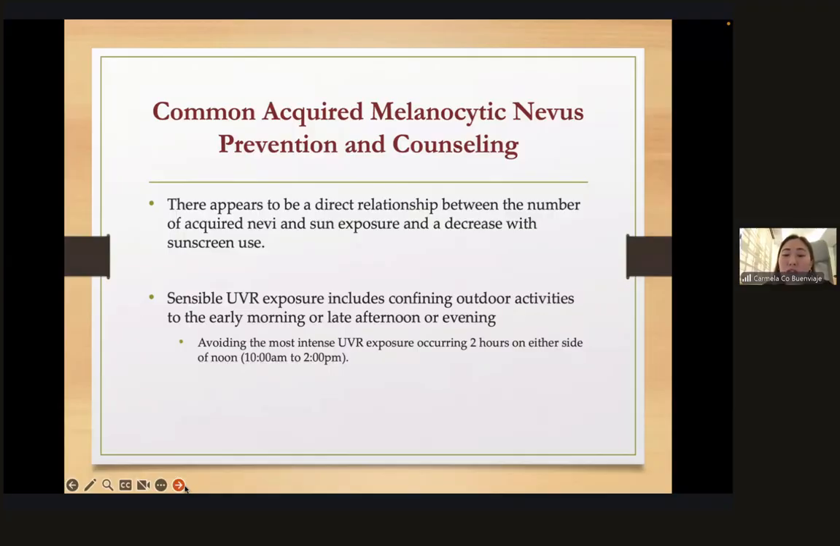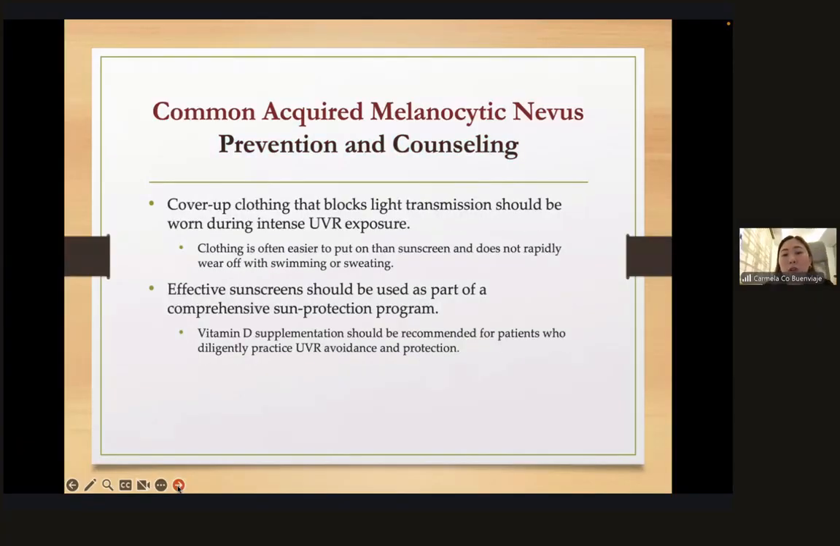We should avoid the most intense UVR exposure, occurring 2 hours on either side of noon, meaning 10 a.m. to 2 p.m. If possible, don't get exposed to the sun. And if you get exposed before or after these hours, use sunscreen. Cover-up clothing that blocks light transmission should be worn during intense UVR exposure. Clothing is often easier to put on than sunscreen and does not rapidly wear off with swimming or sweating.